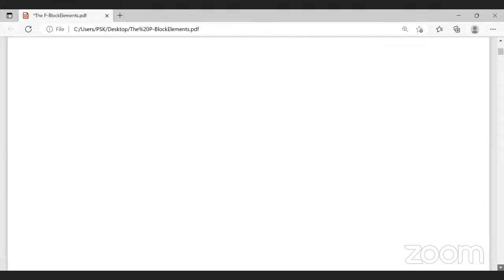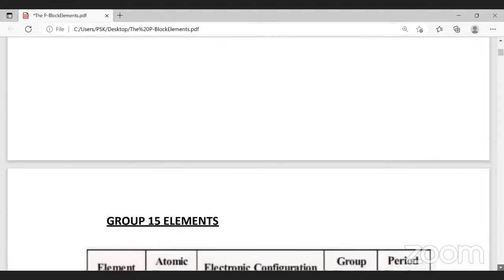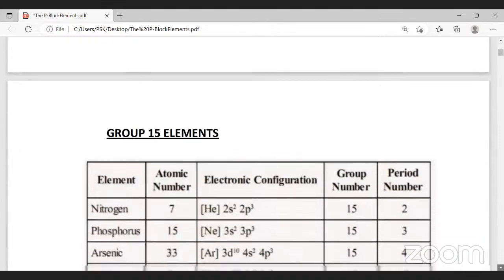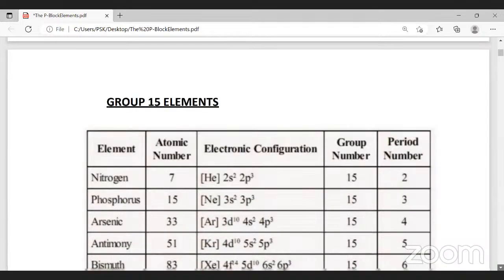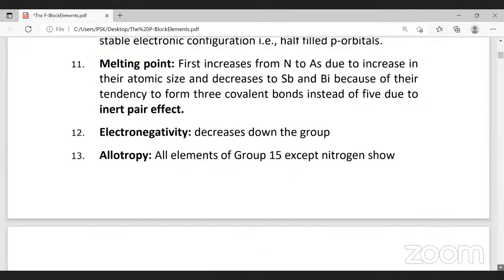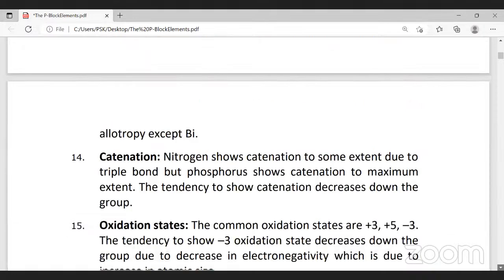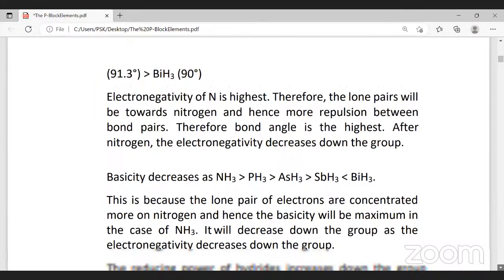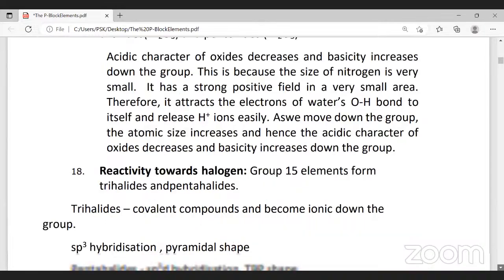So, in the last class we completed the P block elements chapter. We didn't work the MCQs based on these P block elements, because the chapter was done in detail and took a long time to complete. We shall work some of the MCQs based on the P block elements, and we'll start with the next chapter from the next class.